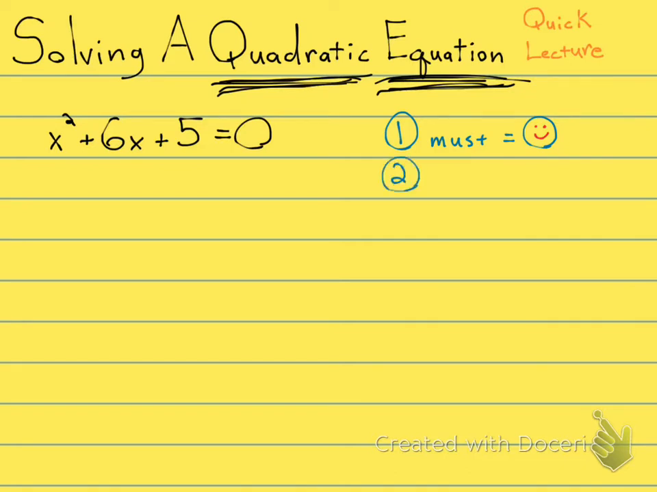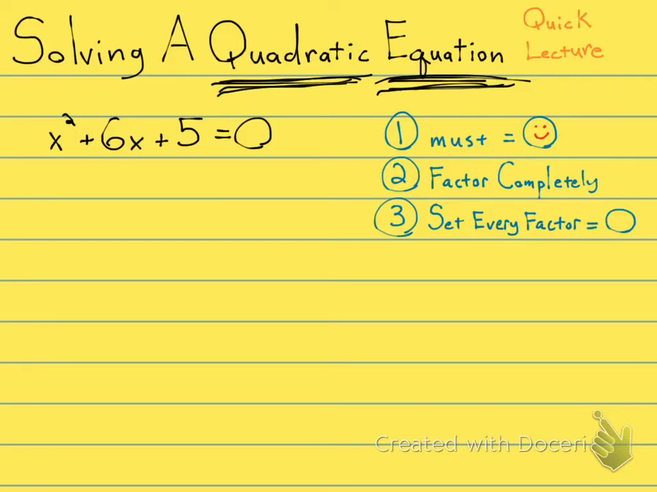Step 2, factor completely. Okay, you need to take that polynomial on the left and you need to factor it completely. Once it's factored completely, step 3, you set every factor equal to 0. And then step 4 is solve all linear equations. Okay, so when you set those factors equal to 0, it's going to be a linear equation. Linear equation means that you're going to have an exponent of 1. You're not going to have an exponent of 2.